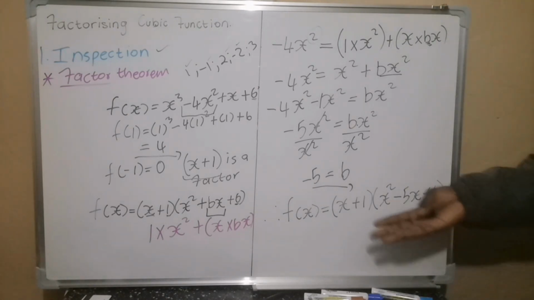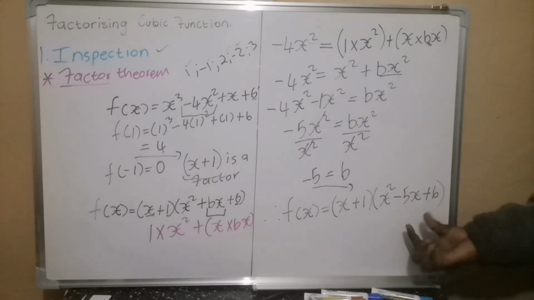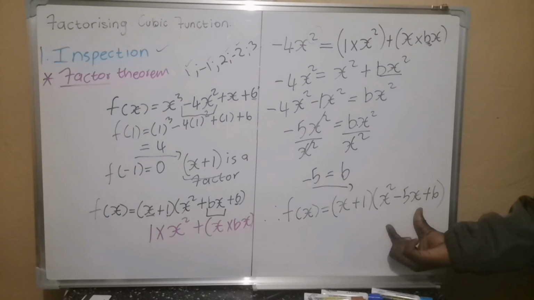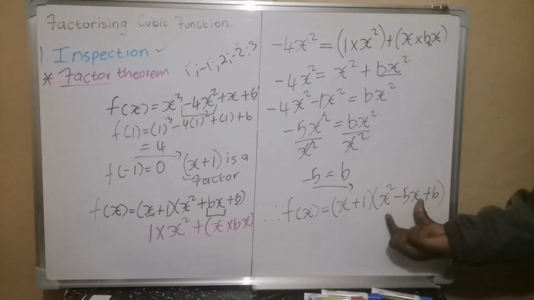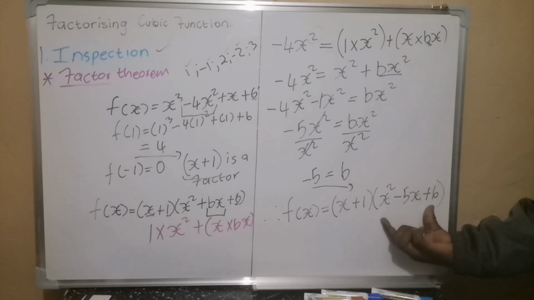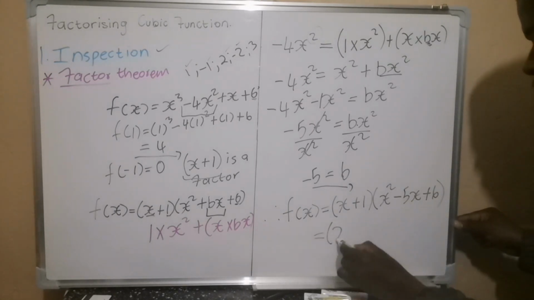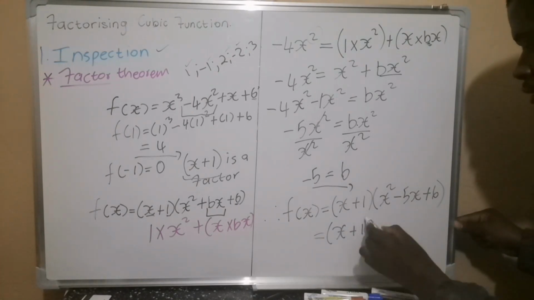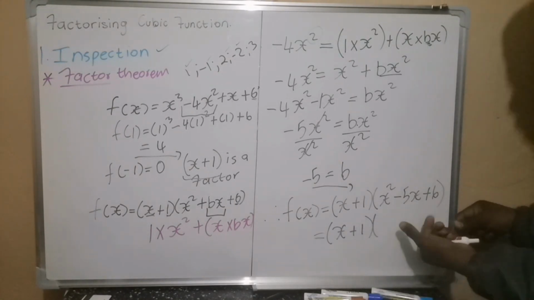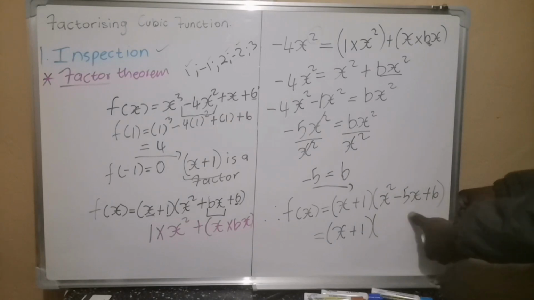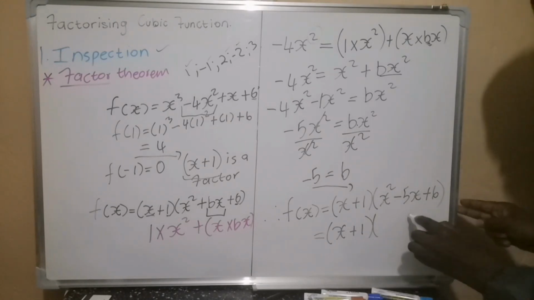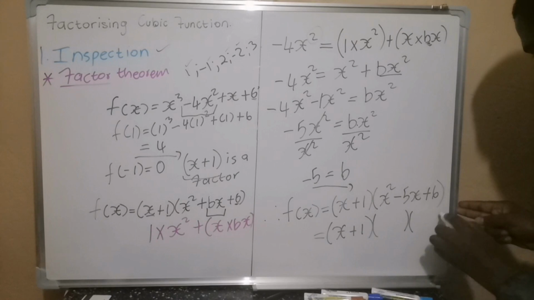These are factors of our cubic function. But this is a quadratic equation. You can go further by opening two brackets, because of x squared. You can use the quadratic equation to find factors of this quadratic. So you're going to have x plus 1, and I can use the quadratic equation to find factors of x squared minus 5x plus 6, or I can just open two brackets.